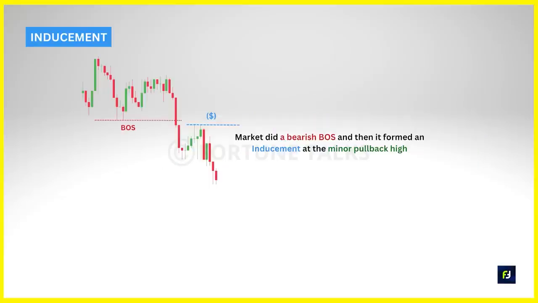Meanwhile, let us understand inducement for a bearish market structure. In this case, the price did a bearish break of structure below the previous swing low, and then it formed a minor pullback higher. We will draw a line at the high of this pullback with a dollar symbol to mark the inducement level.